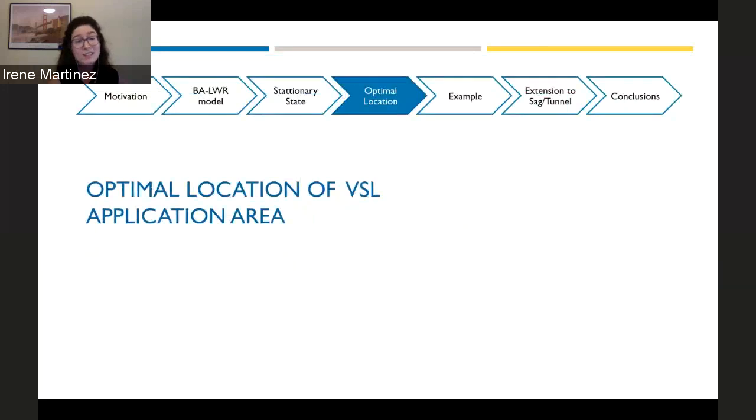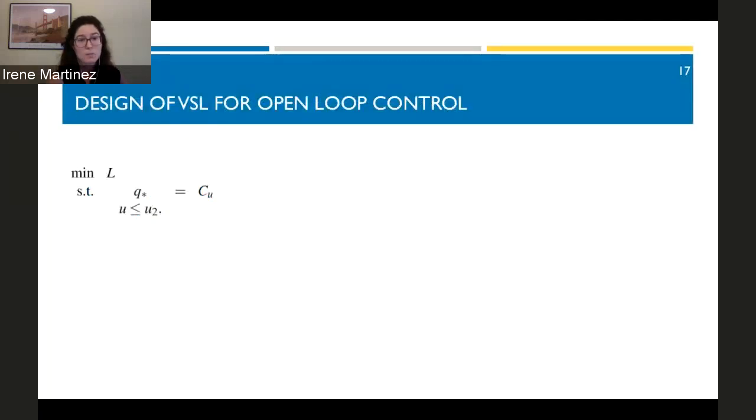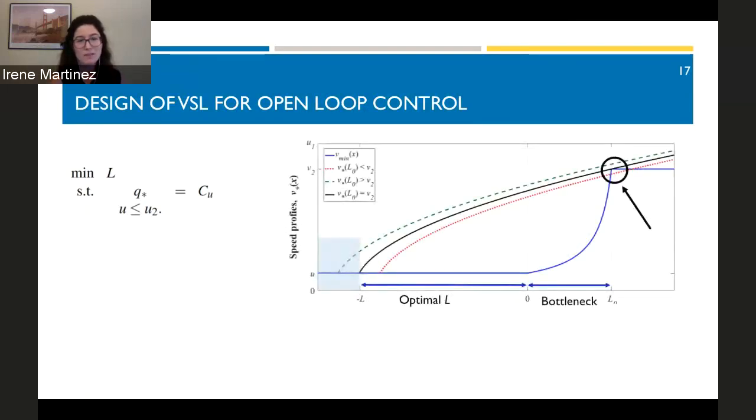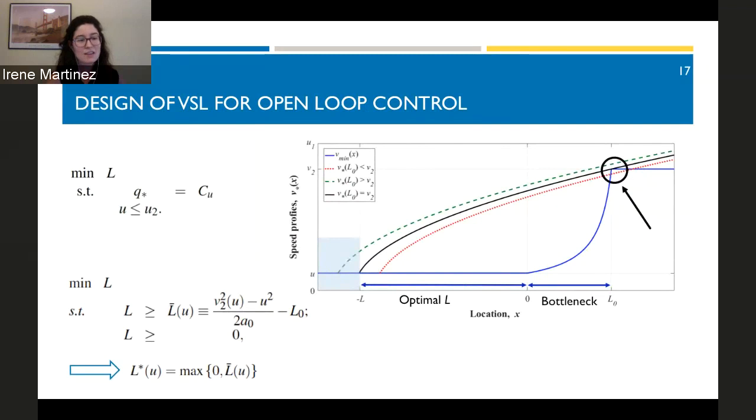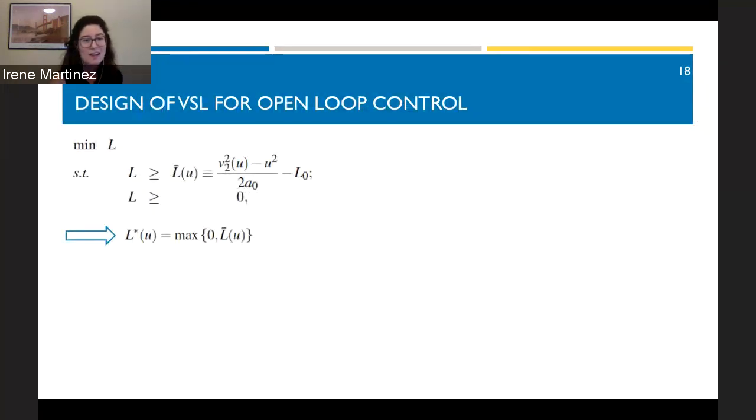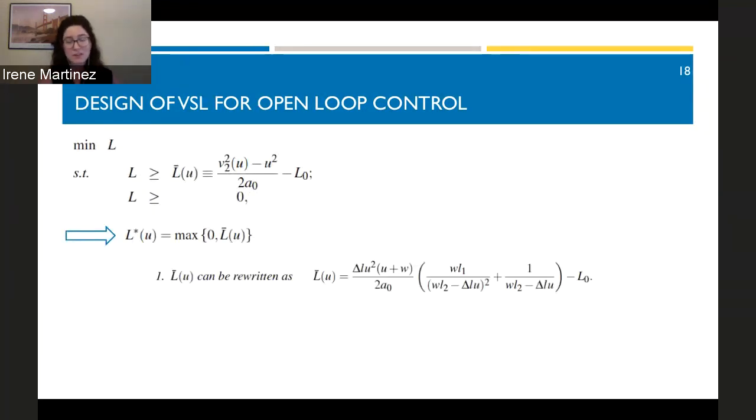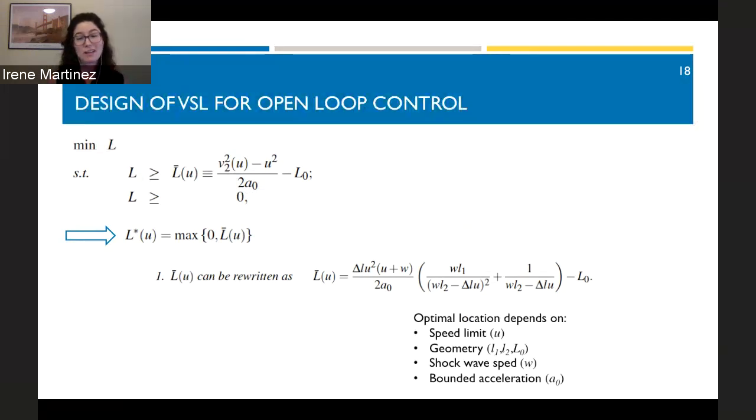So with all these analyses, it's very easy to define what's the optimal location of the variable speed limits. Basically, it's the minimum distance that allows to prevent the capacity drop, so observe the control flow. And from the figure from a couple of slides ago, we see that the condition is that the speed V2 is reached. So basically, we have an expression for this L bar U, and it's something like that. I won't go over the details, but here we can see that this optimal location depends on the speed limit, on the geometry of the road, on the shockwave speed, and also the bounded acceleration.